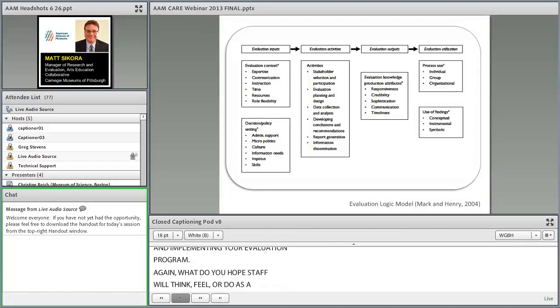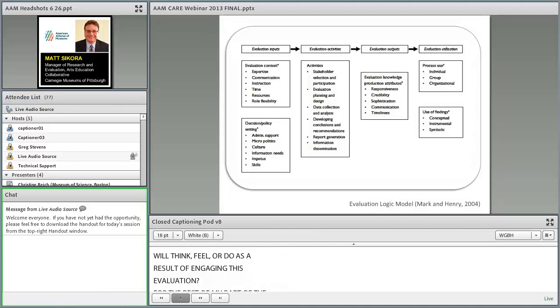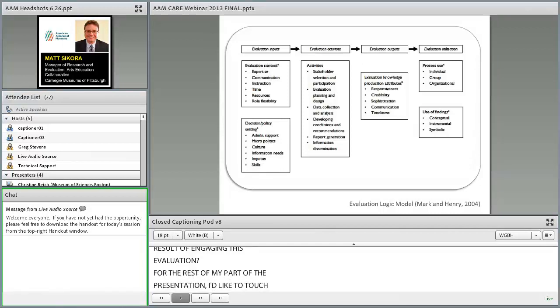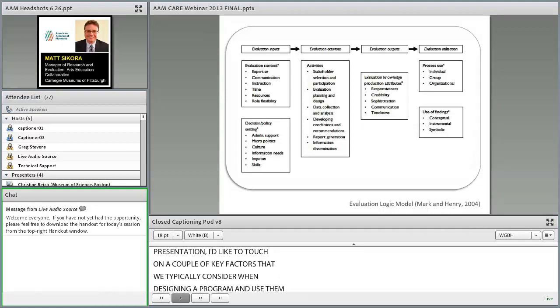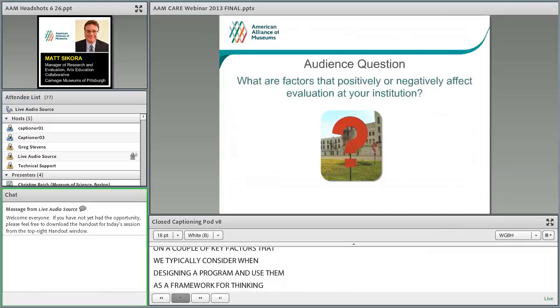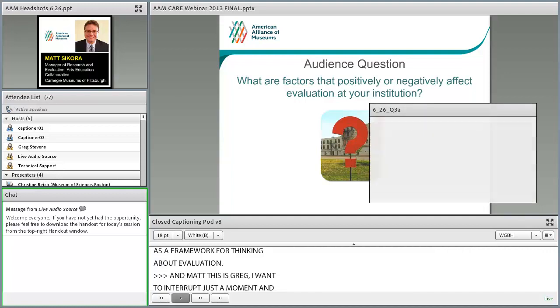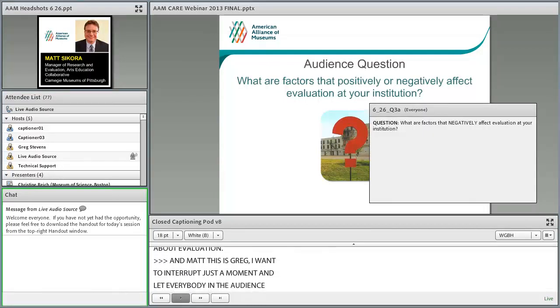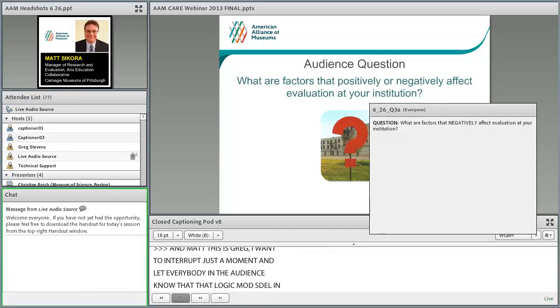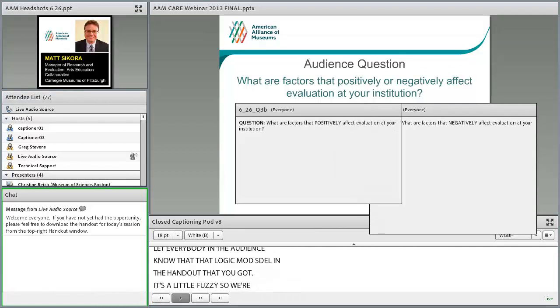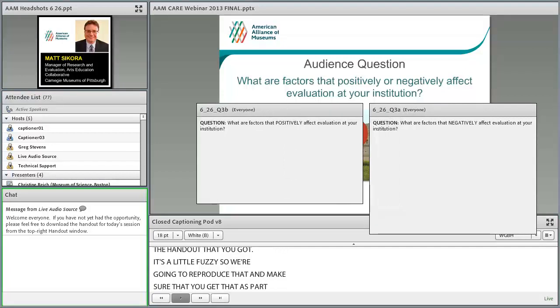For the rest of my part of the presentation, I'd like to touch on a couple of key factors that we typically consider when designing a program and use them as a framework for thinking about evaluation. And Matt, this is Greg. I want to interrupt just a moment and let everybody in the audience know that that logic model is in the handout that you got. It's a little fuzzy, so we're going to reproduce that and make sure that you get that as part of a clean handout. Just wanted to acknowledge that to everybody.